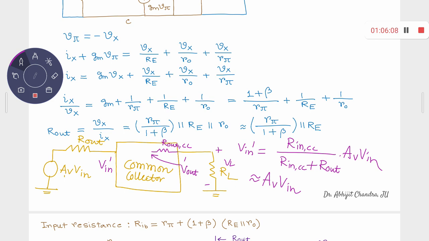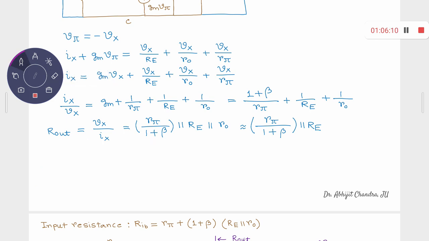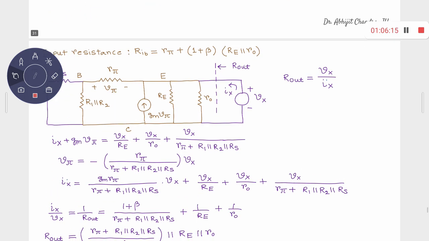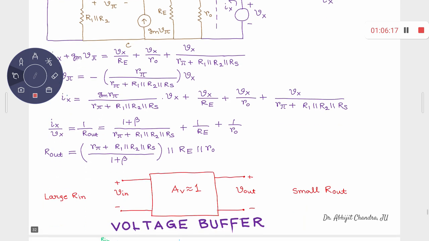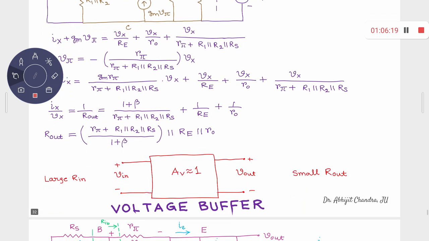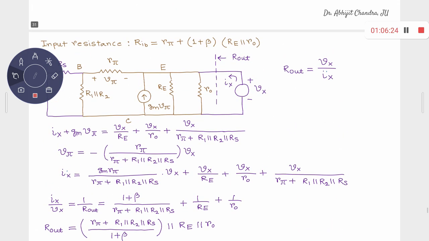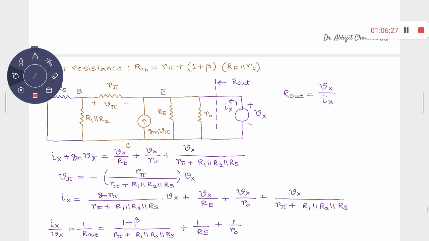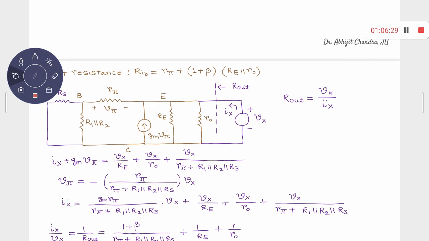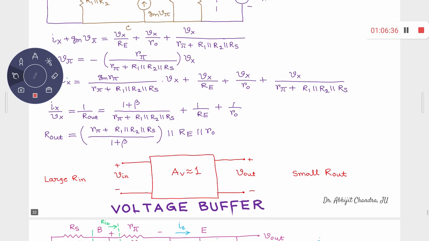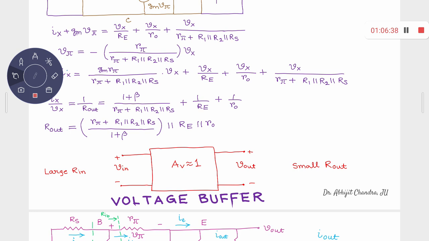Okay, so that is the basic reason why we go for a common collector amplifier, and so ultimately this common collector amplifier is identified. Okay, this one is R out with non-zero RS. Last time RS was zero, this time R out with non-zero RS. Simple calculation. If you go by this one, then ultimately what you get for R out is something like this: r pi plus R1 parallel R2 parallel RS, divided by 1 plus beta, parallel R2 parallel R1.